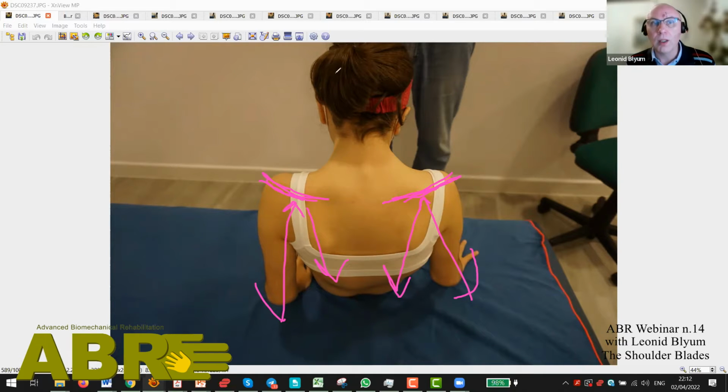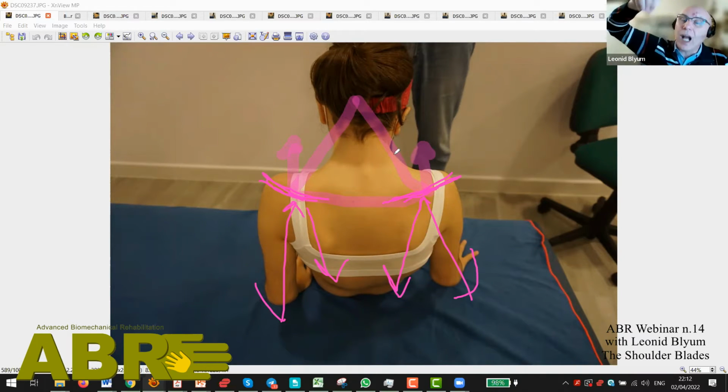Now, if the shoulder blade slides up under the load, are you able to push? No. Then the shoulder blade belongs to this triangle from the top. It's actually being sort of sky hooked.